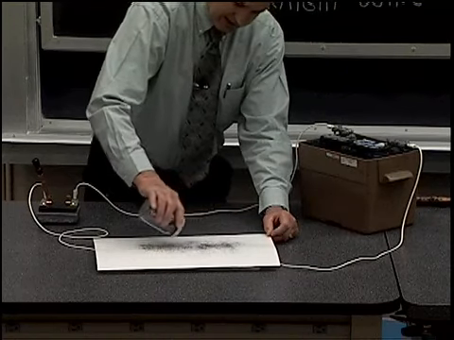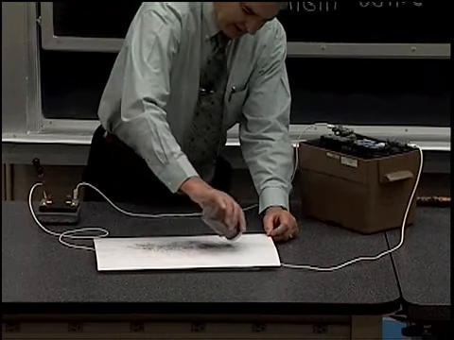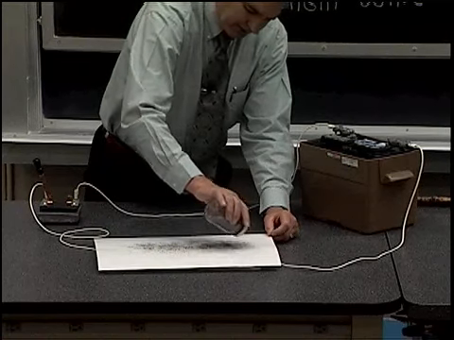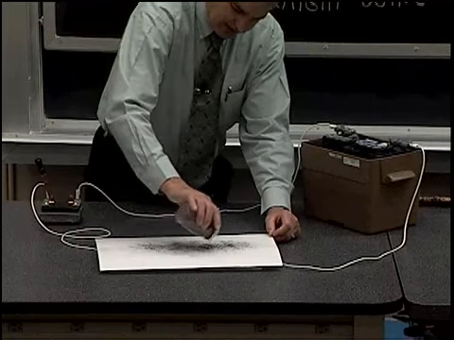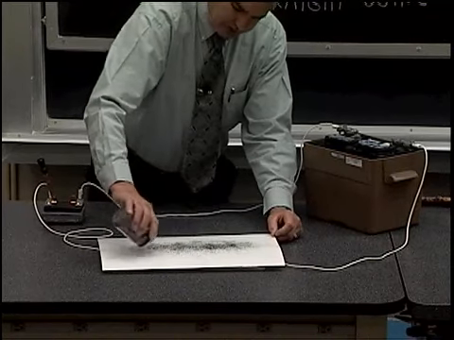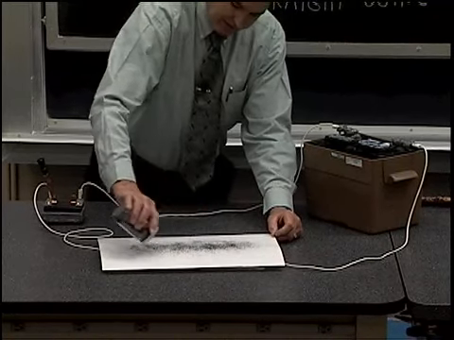So we'll see the magnetic field in the plane of this cardboard, and so we can get an idea what the shape of that magnetic field is associated with a coil of wire.